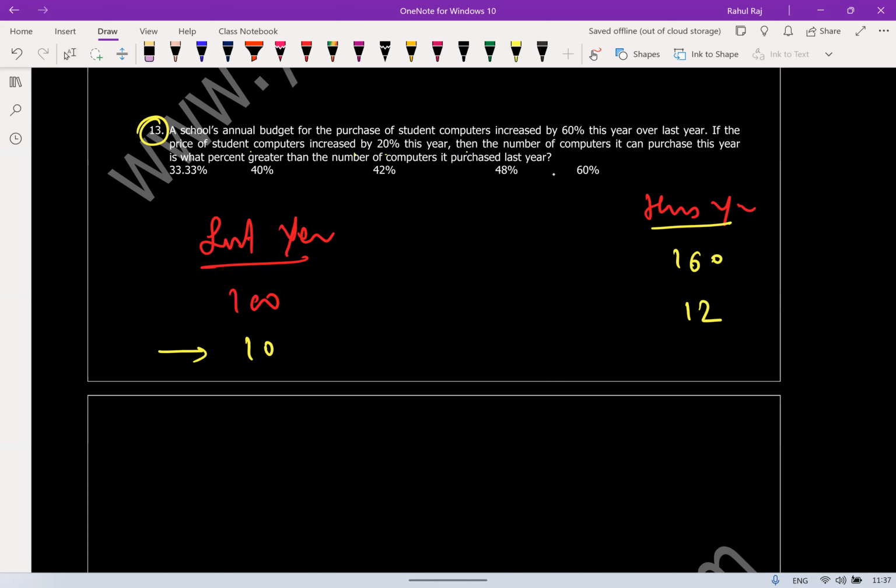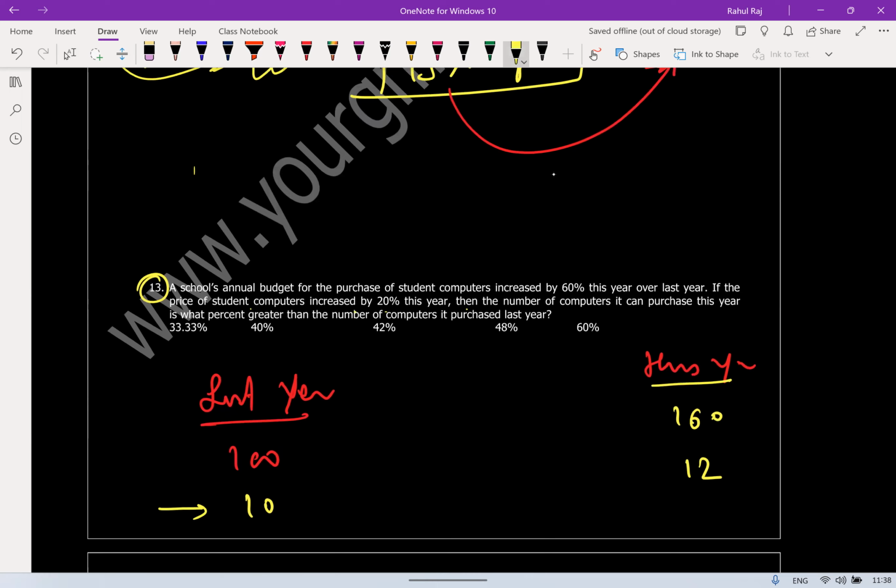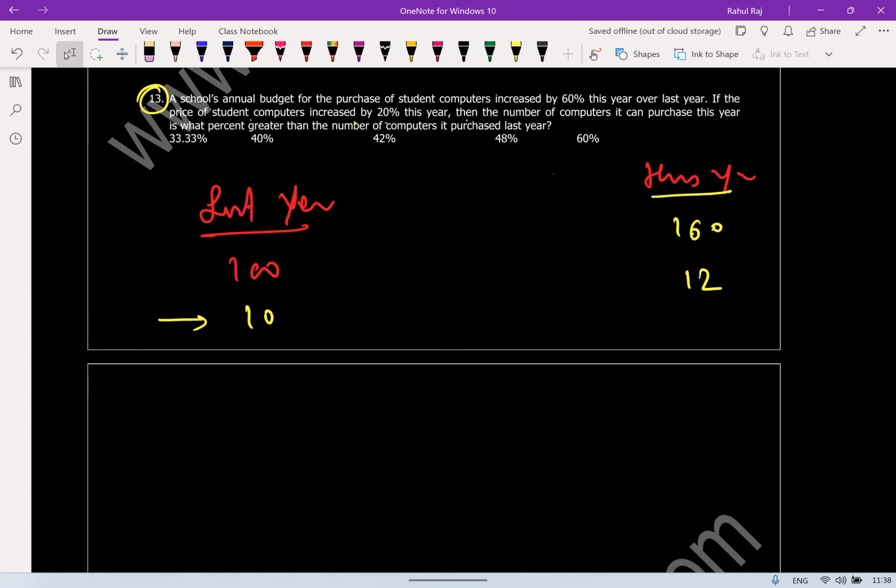Now the question is saying that the number of computers it can purchase this year is what percent greater than the number of computers it can purchase last year. So what is the number of computers it has purchased this year? When the total budget was 100, the price of each computer was 10. So the total number of computers it purchased last year was 100 by 10, that is 10. The total number of computers it purchased this year is 160 by 12. Now they're asking you, this is what percent greater than this?